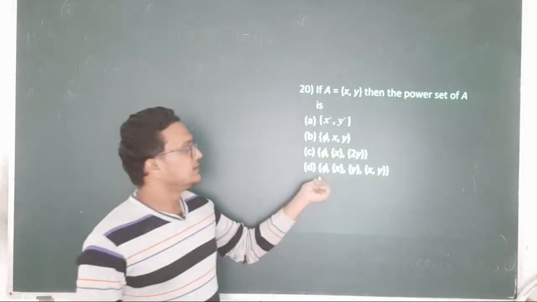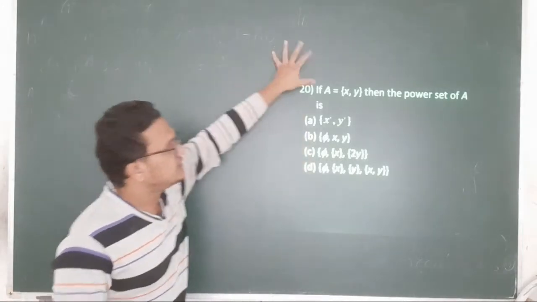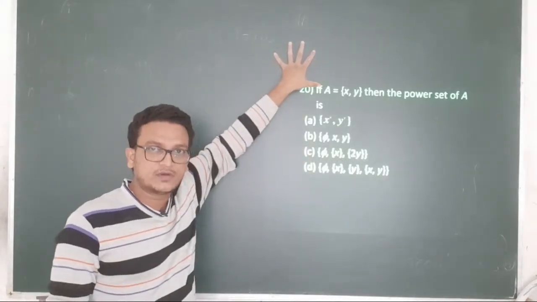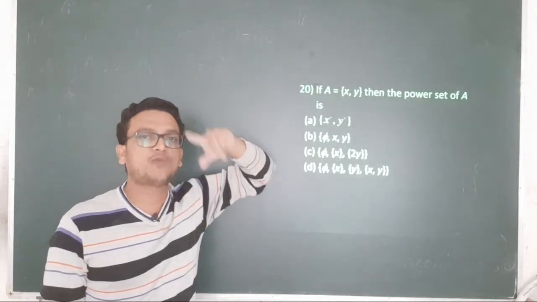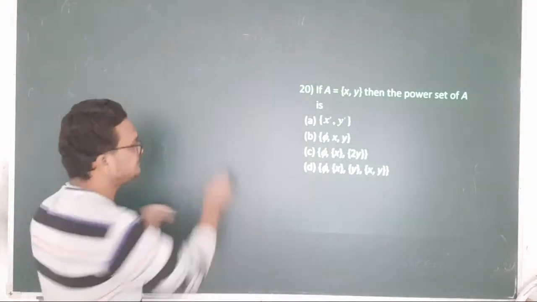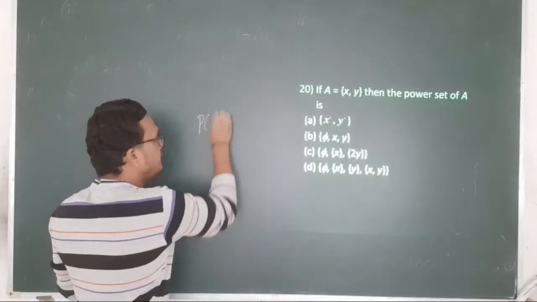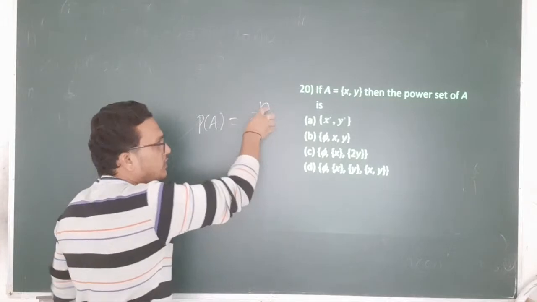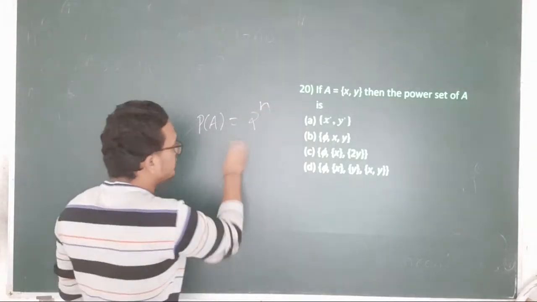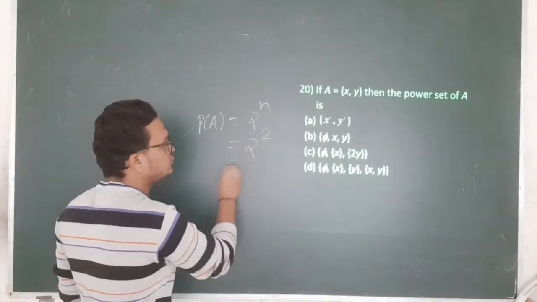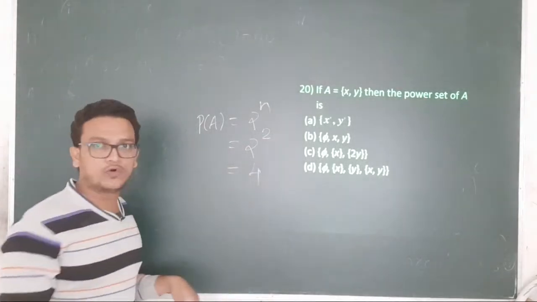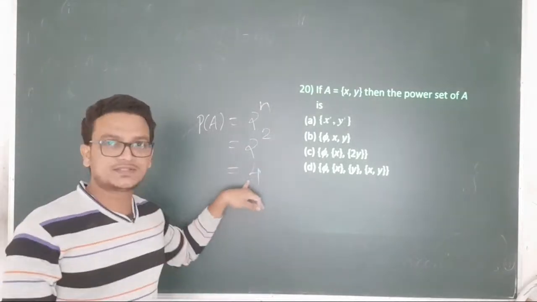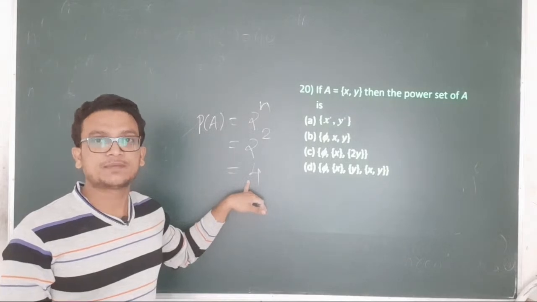You can write the subsets of this, or I had given a shortcut formula for that. What is that formula? P of A is equal to 2 to the power n. Here n represents the number of elements. So here how many elements are there? 2 are there. So 2 to the power 2 is 4. It means in the power set you will get 4 subsets.